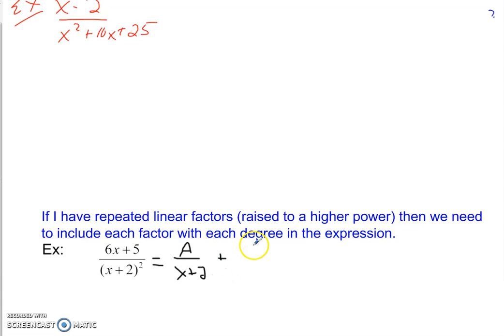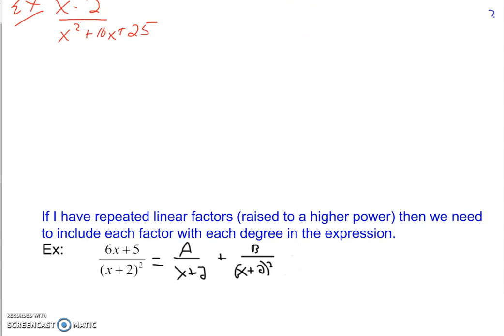plus B, and this time what's different than what we did yesterday, it's a linear factor but it's being repeated, so we write x plus 2, that whole quantity, squared. Now if I happen to have another one like x plus 2 to the third power, I'd have A over x plus 2 plus B over x plus 2 squared plus C over x plus 2 cubed. We'll see how this differs in something else in just a little bit.